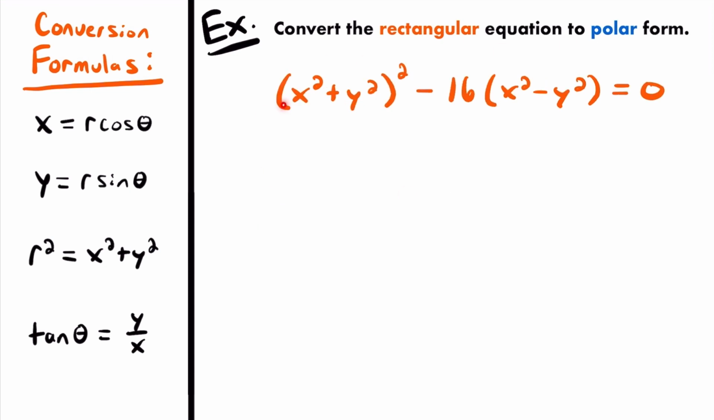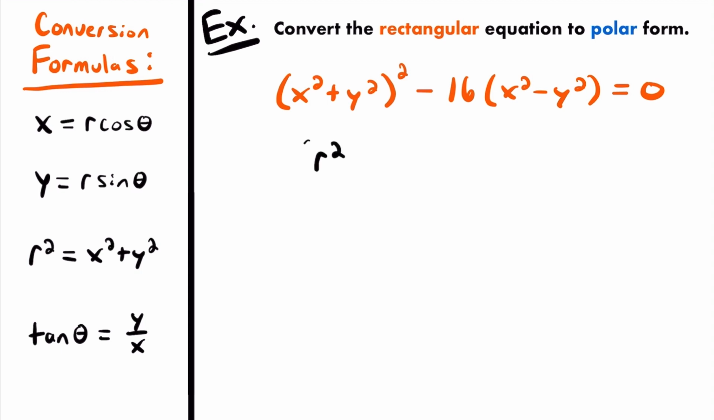All right, so here's our final example. We want to convert this rectangular equation to polar form, and this looks to be a pretty complicated rectangular equation, but it will simplify nicely. And the first thing that I notice is that we have x squared plus y squared, and both of those terms are being squared. We can replace x squared plus y squared with r squared. And so I'll do that.